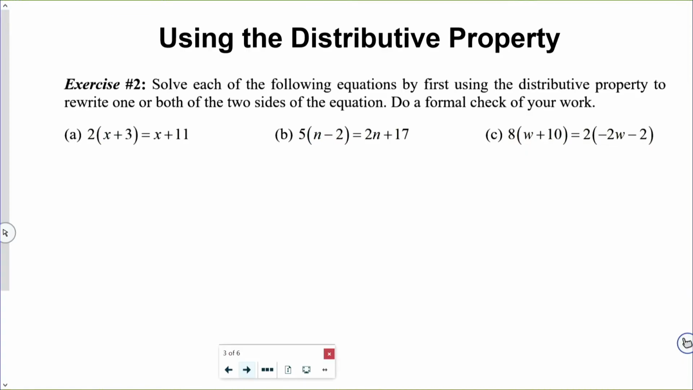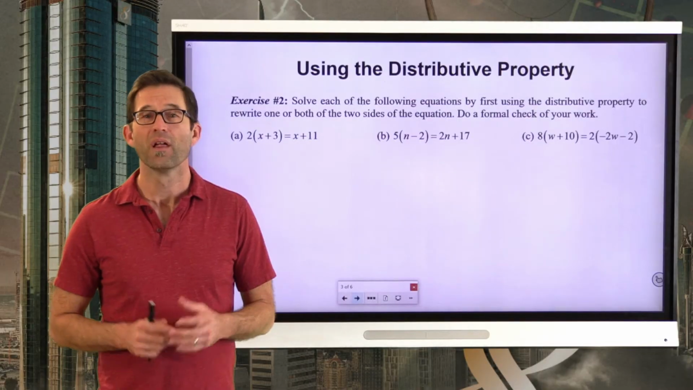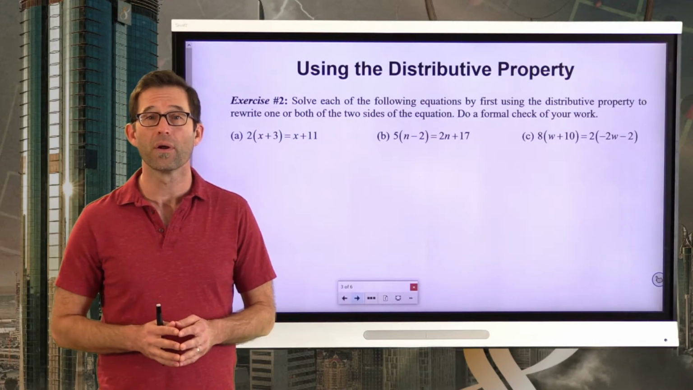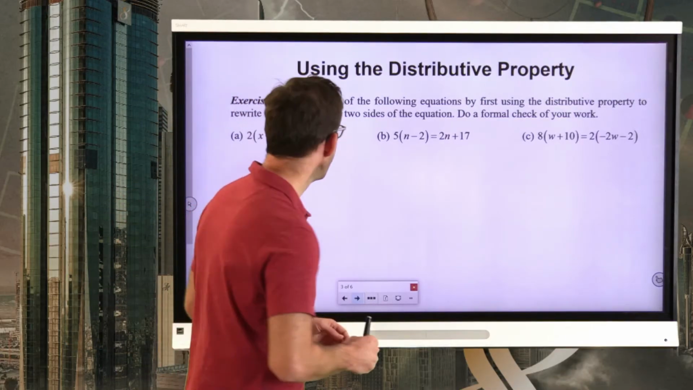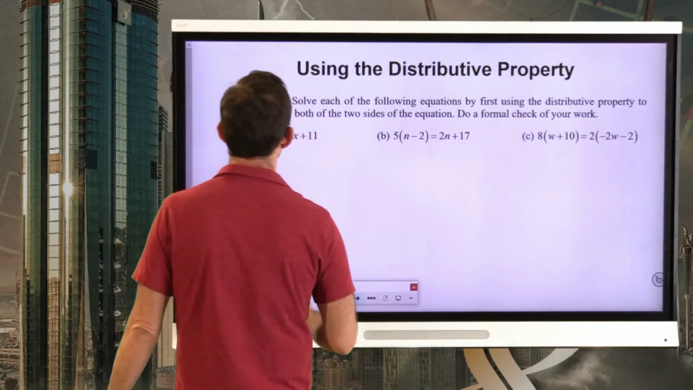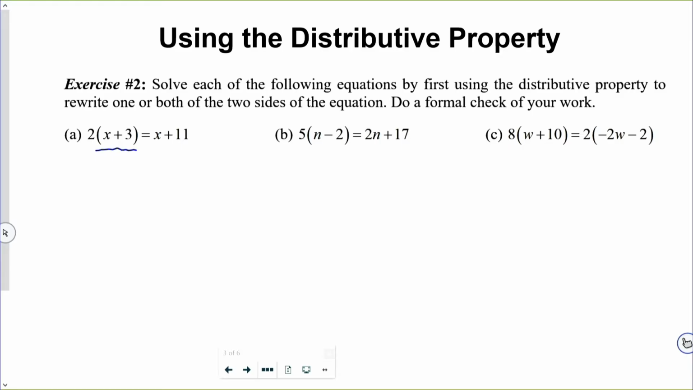Do a formal check of your work. All right, let's go through letter A together and then have you work on letter B and letter C on your own. Letter A. So here we've got 2 times the quantity x plus 3 is equal to x plus 11. All right, well, in order to really start working on this problem, what I want to do is distribute that multiplication by 2 through the parentheses.